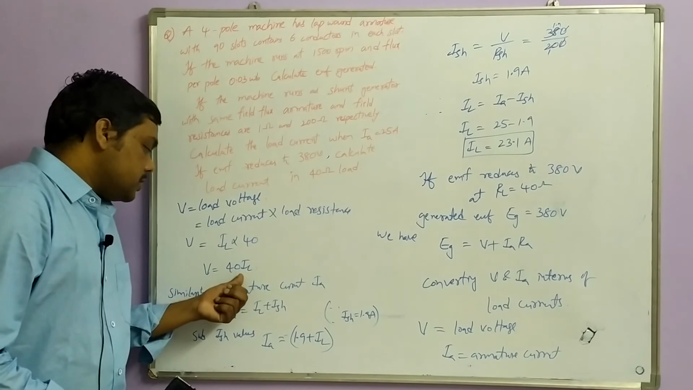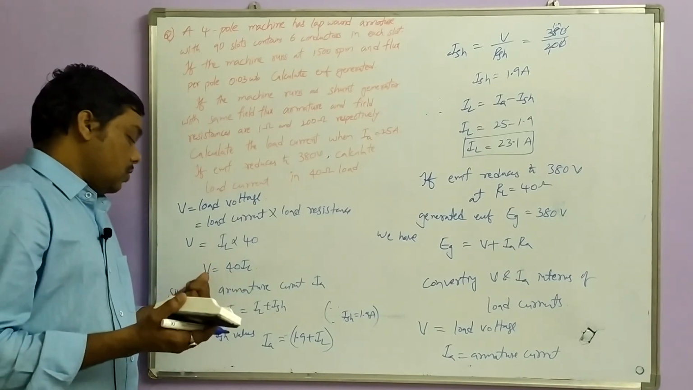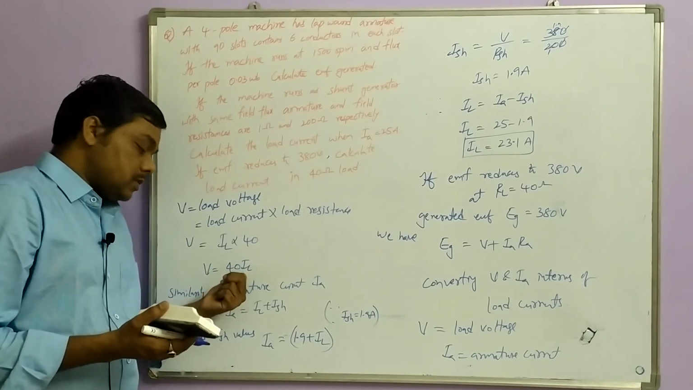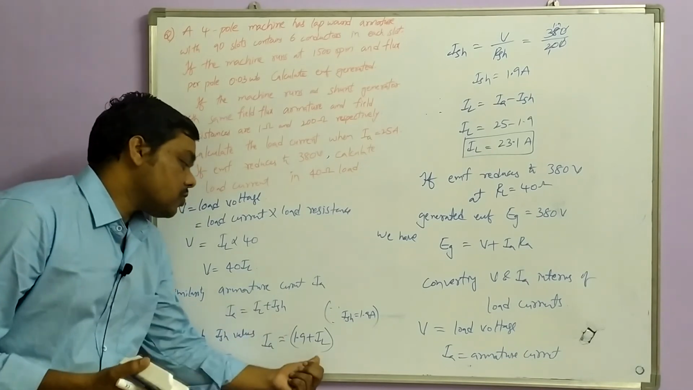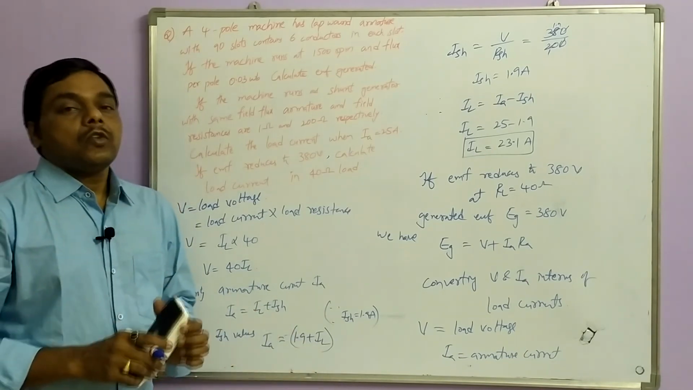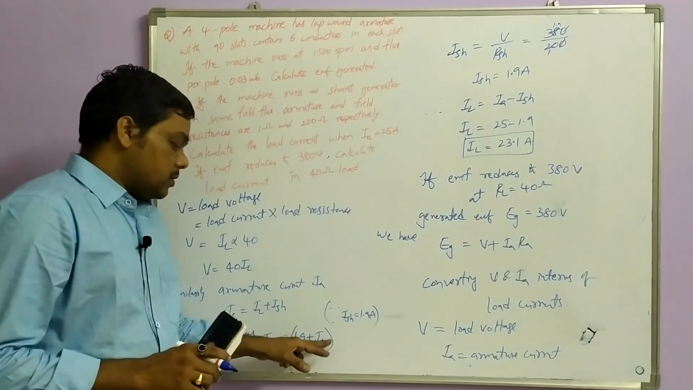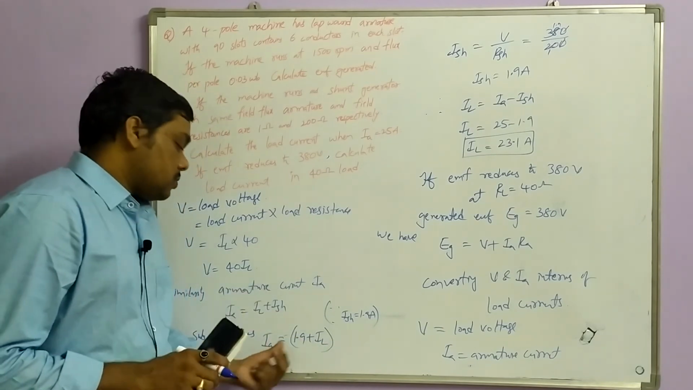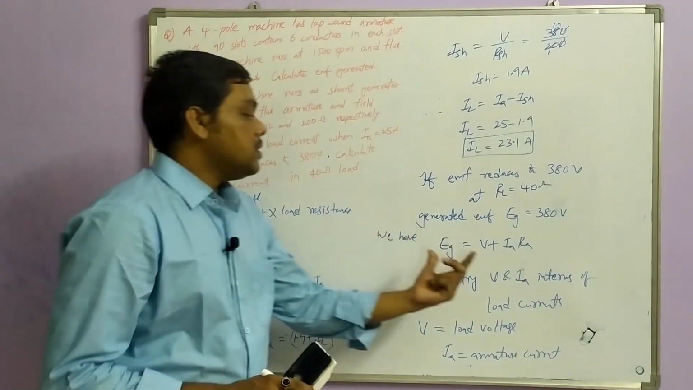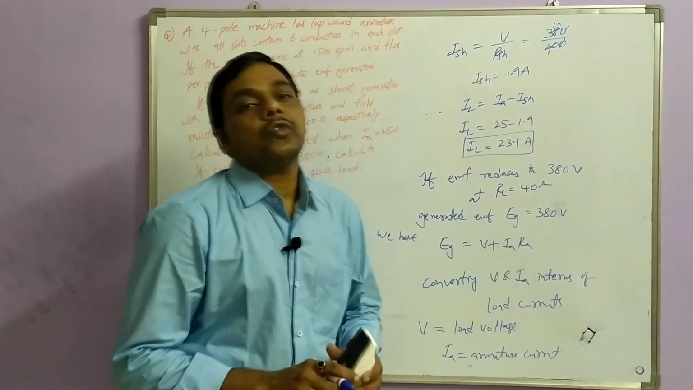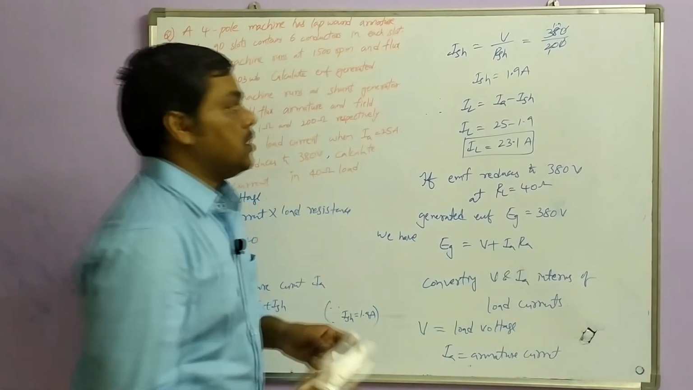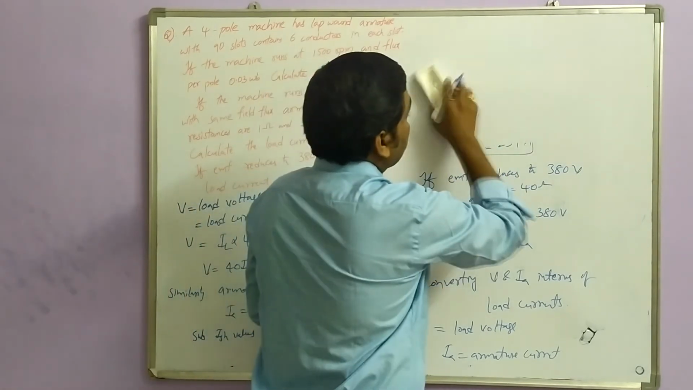Now load voltage is converted into load currents, and armature current is also converted into load currents. So only one unknown parameter is there, load current. Now substituting these two in this equation, we will get the solution for load current. Now let's see.